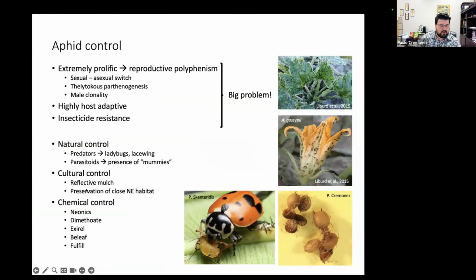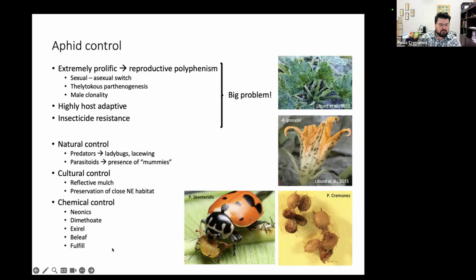For cultural control, you could use reflective mulch for aphids because they usually feed underside the leaves, but that's not like they are not excluded on that. There is also the preservation of close natural enemy habitats. So whenever you have lady beetles or parasitoids, you might have flowers, you might have pockets of landscape that may be preserving them over there as well.